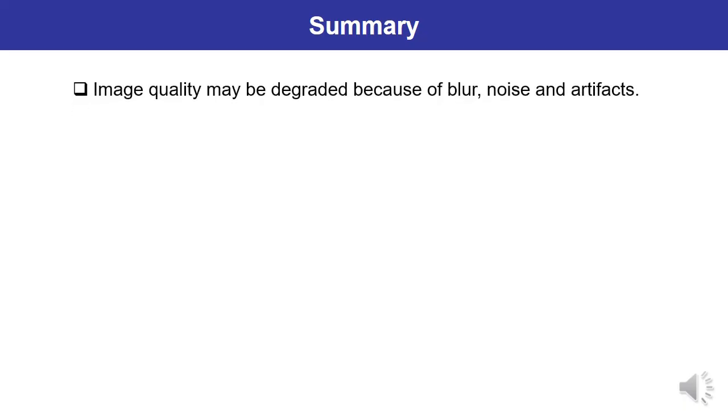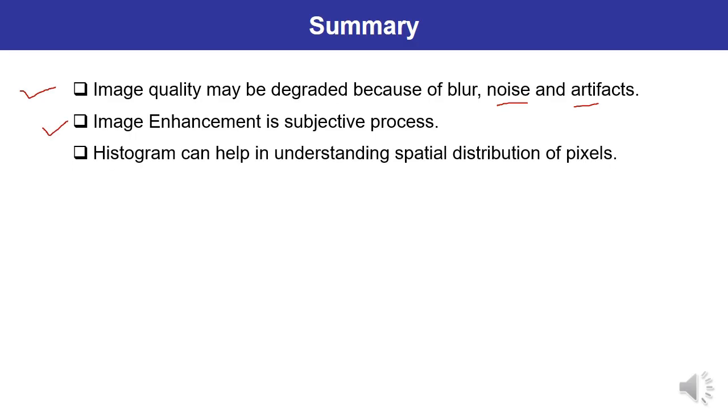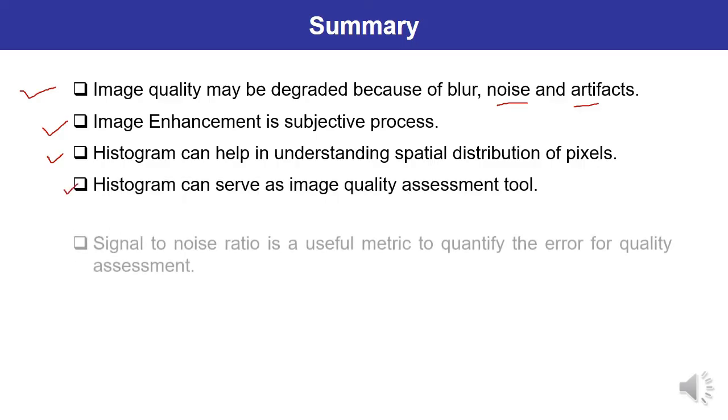Let me summarize what you have studied in today's lecture. You have studied three topics: the image quality factors, metrics, and the histogram. Image quality may be degraded because of blur, noise, and artifacts. Image enhancement is subjective in nature. Histogram can help in understanding the spatial distribution of pixels. You have drawn the histogram by assuming an image size of 8 × 8. Histogram can serve as an image quality assessment tool.